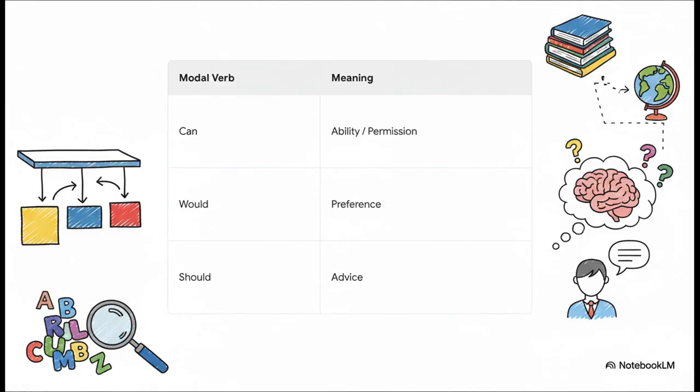For instance, if you want to talk about ability, the table points you to can. If you're expressing a preference, it guides you to would. Need to give some advice? It's should. The table translates the idea behind your phrase directly into the correct English modal verb. And that's why it's so powerful. It lets you skip all the complex grammar rules and go straight to the meaning you want to get across.